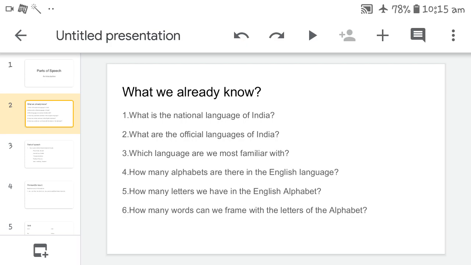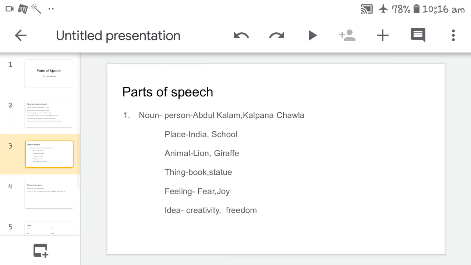Well, no one can, because our language, English, is a living language. It means it keeps on growing, like how we living beings keep on growing. In the same way, the English language keeps on growing. It adds a new word to its dictionary every 2 hours. So we can't be certain about that.